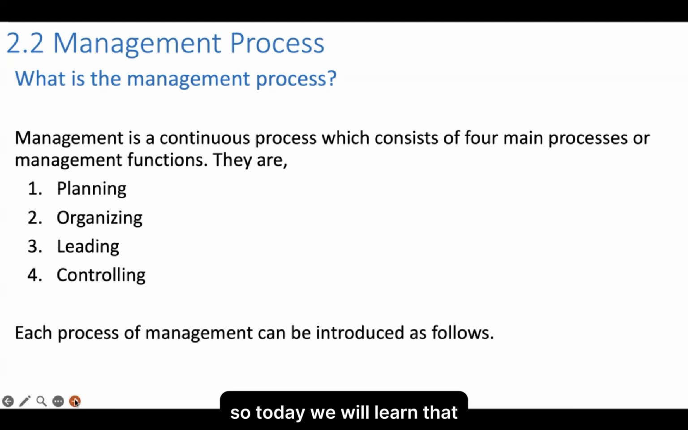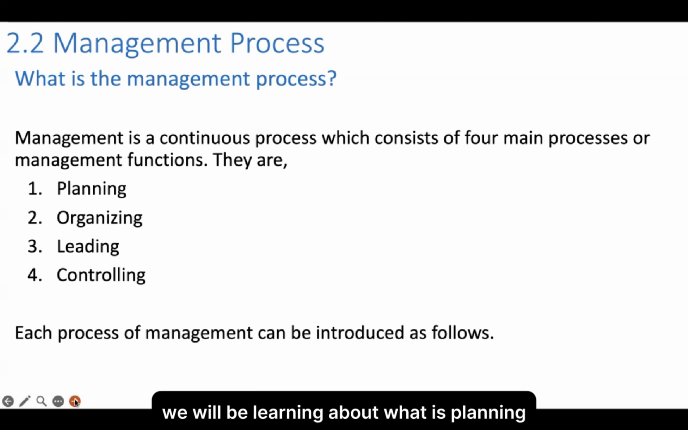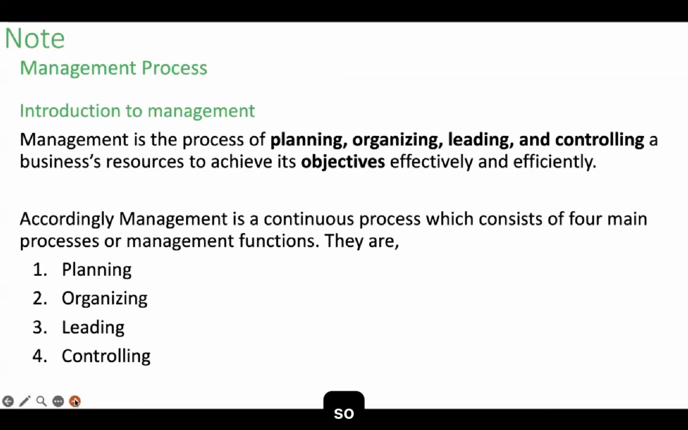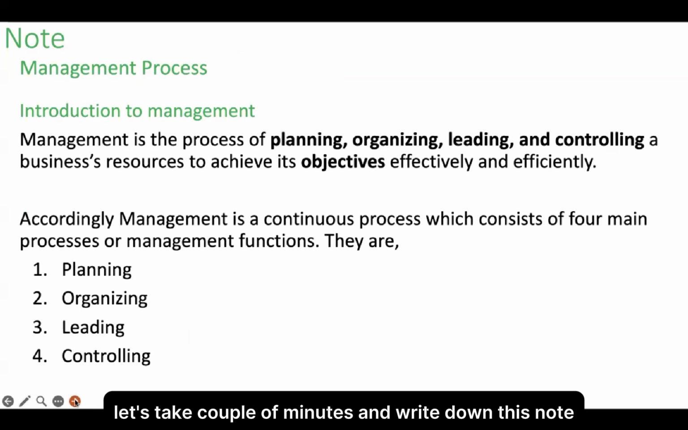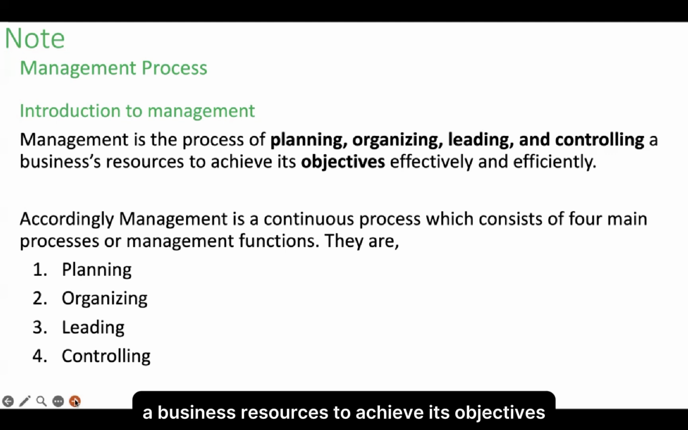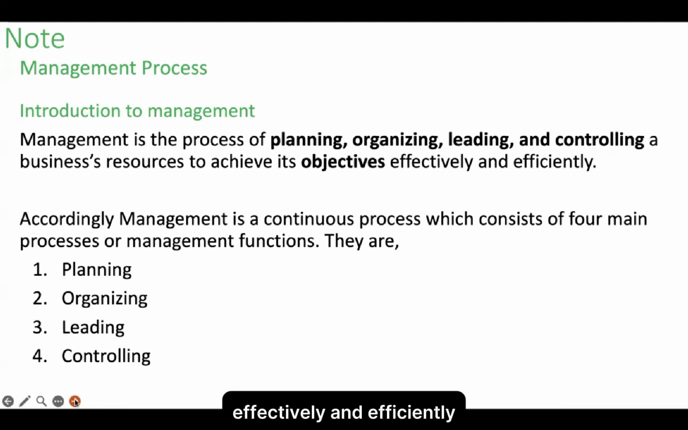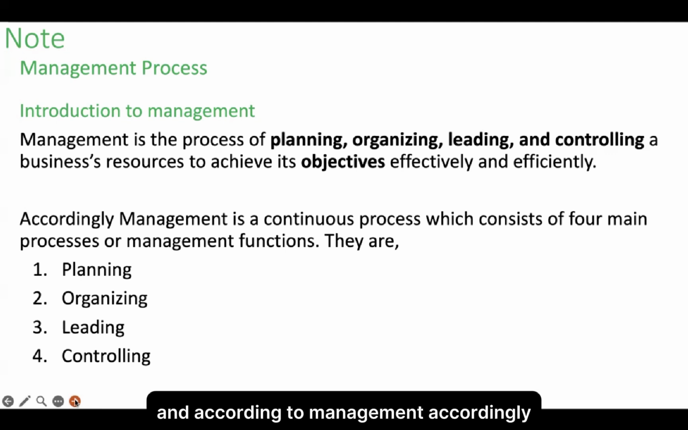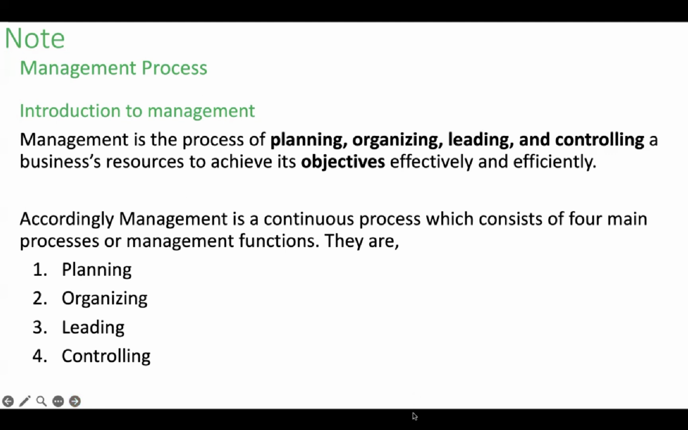So today we will learn that, and next week we will be learning about what is planning, what is organizing, what is leading, and what is controlling. Okay. So let's take a couple of minutes and write down this note. You can write: management is a process of planning, organizing, leading, and controlling a business's resources to achieve its objectives effectively and efficiently. Accordingly, management is a continuous process which consists of four main processes or management functions. They are planning, organizing, leading, and controlling. Take a couple of minutes and write this down.